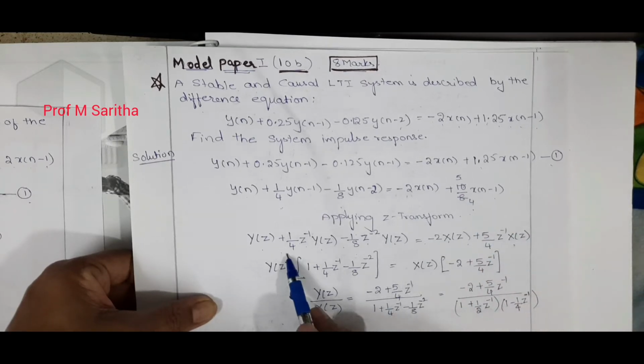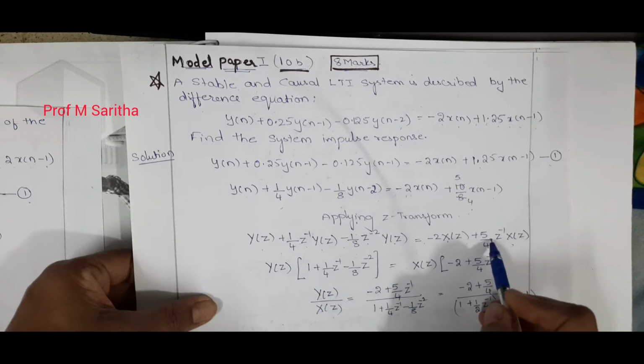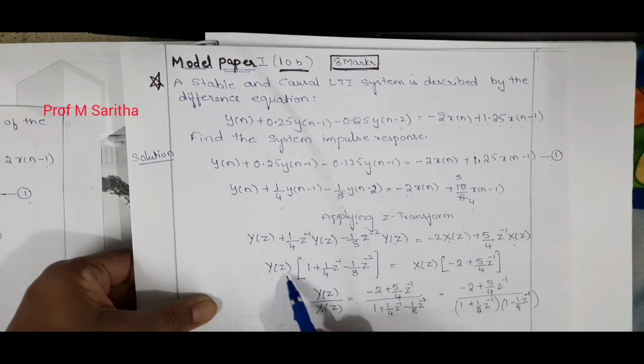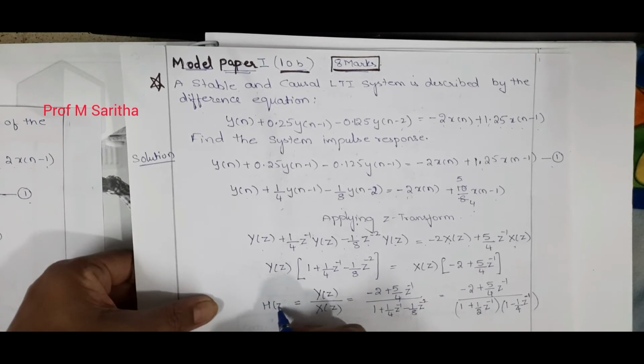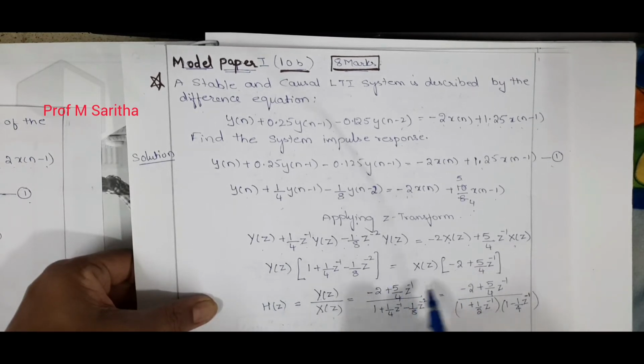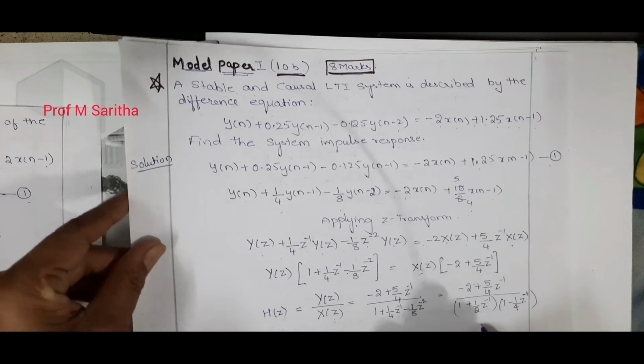So taking y of z and x of z common from these terms, we get y of z by x of z, which is nothing but h of z, the transfer function. Taking this term down and taking this x of z here, we get this term.